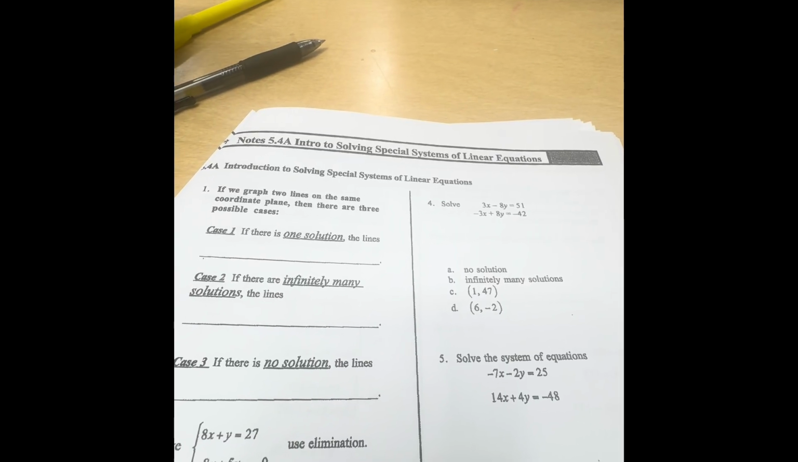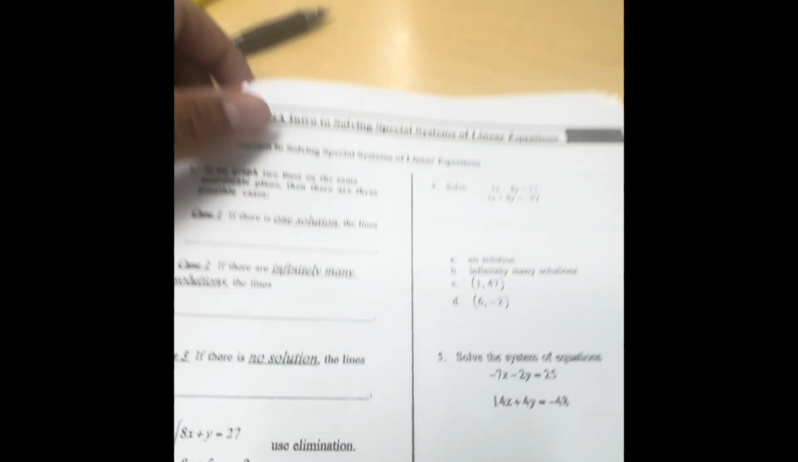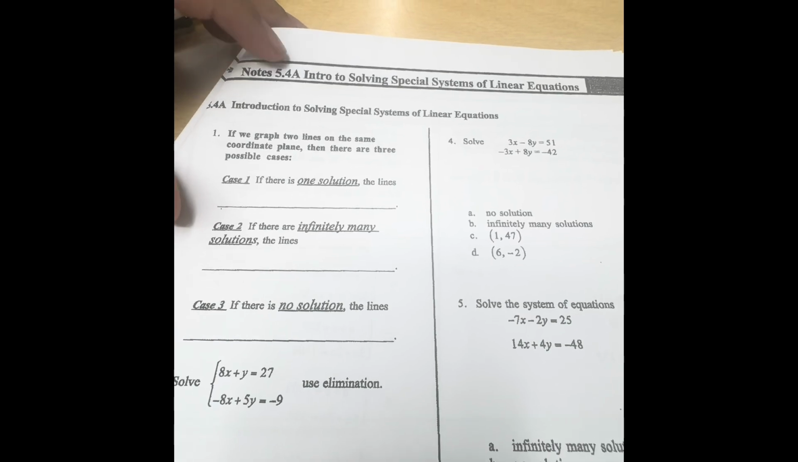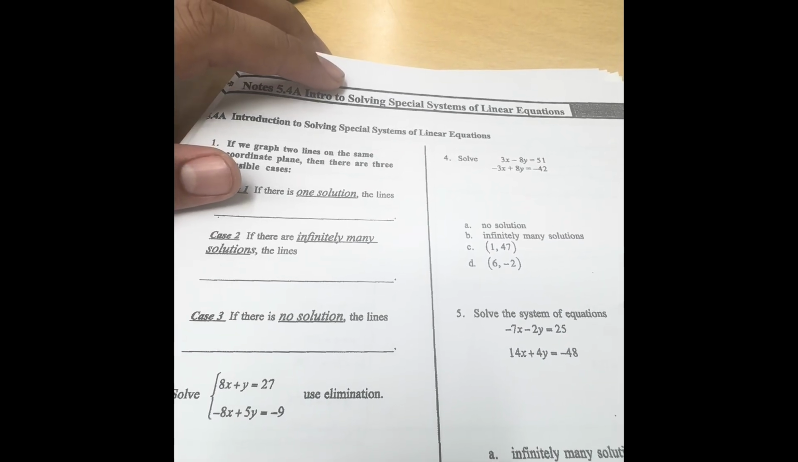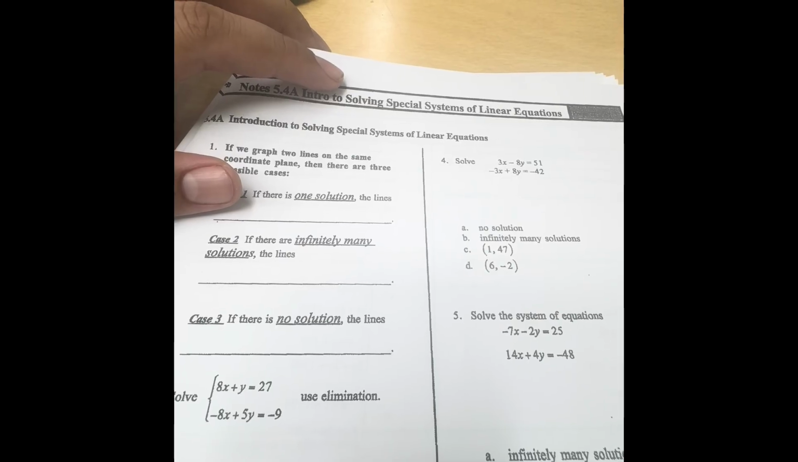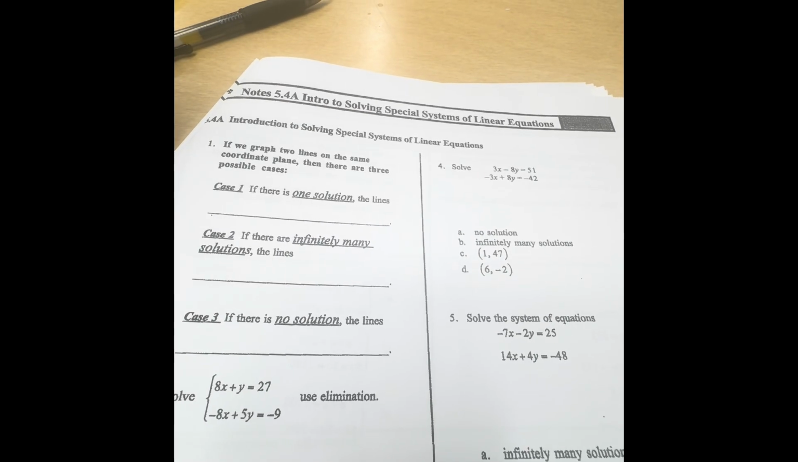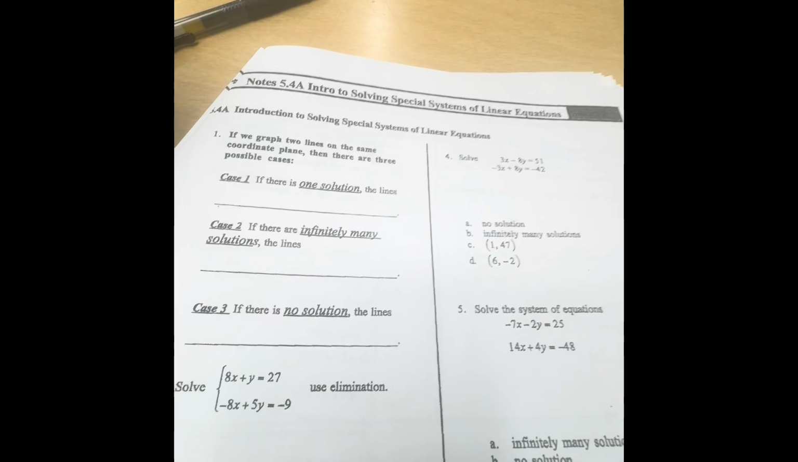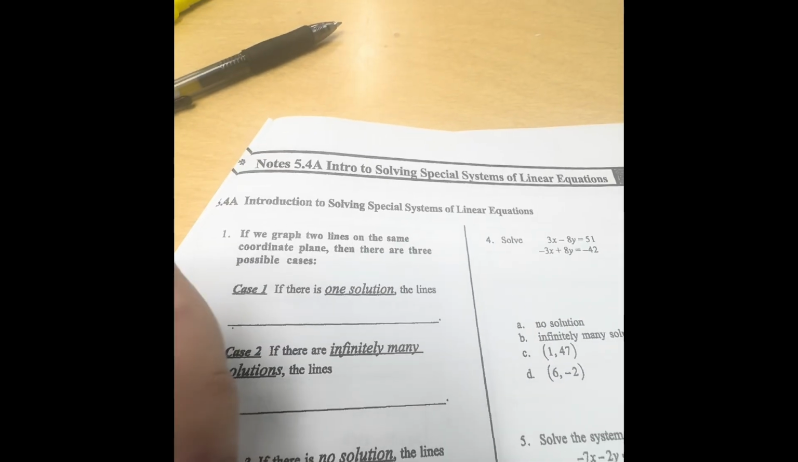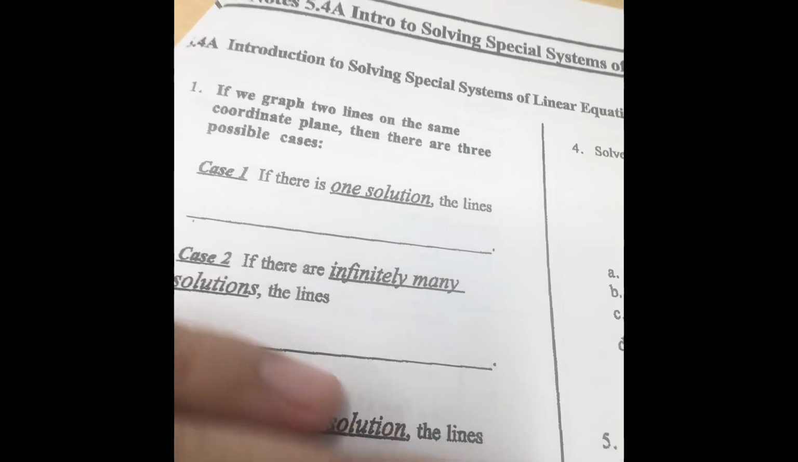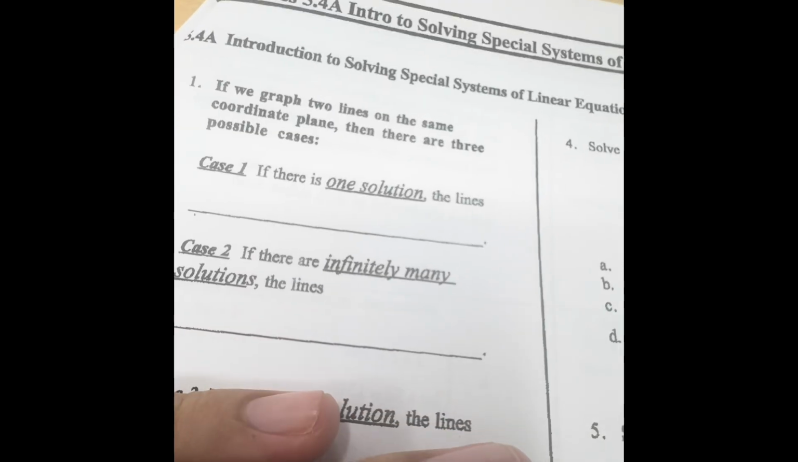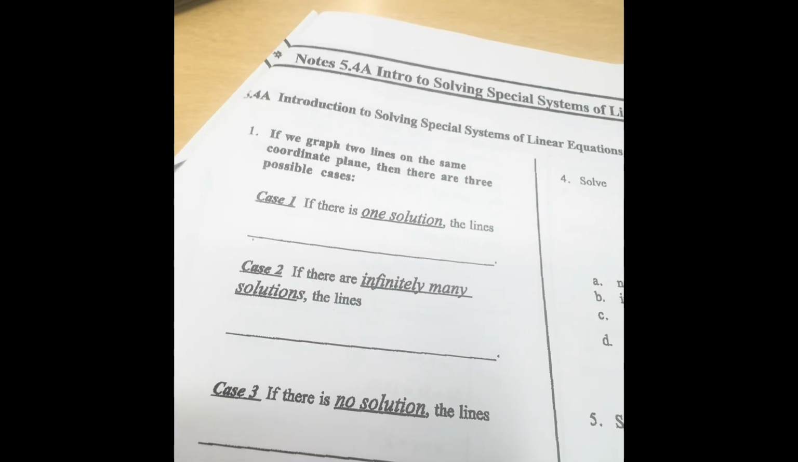Let's go to page 21, please. I'm not sure why it grayed out for all of those, but it's page 21. It should say notes, 5.4, intro to solving special systems of linear equations. On this page, we're going to review everything we've been learning about elimination, substitution, and graphing if we need to.